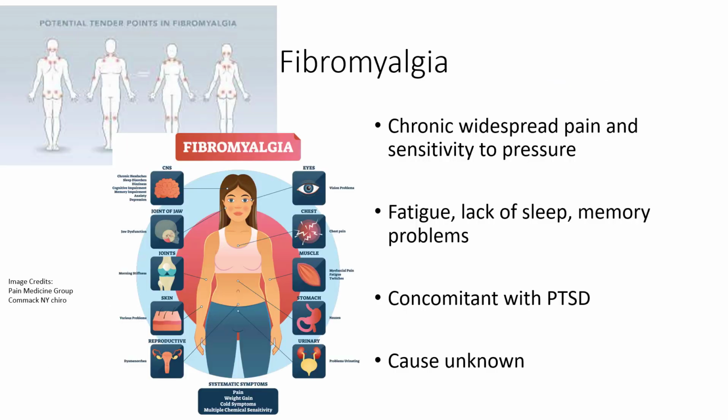Unfortunately, things can happen with the muscles that are less than optimal. So let's talk about several muscle disorders. The first muscle disorder we will talk about is fibromyalgia, which is chronic widespread pain and sensitivity to pressure, especially on certain penny-sized areas on the body marked by these potential tender points here.